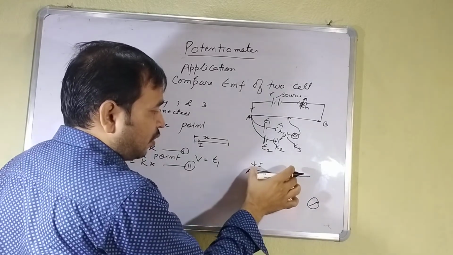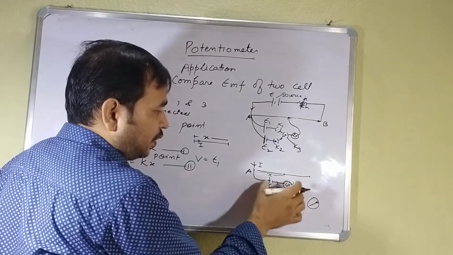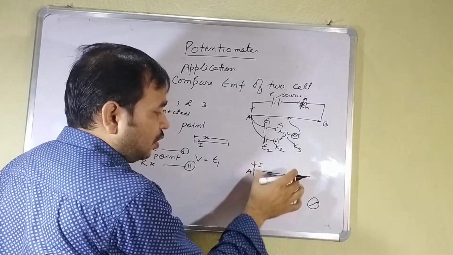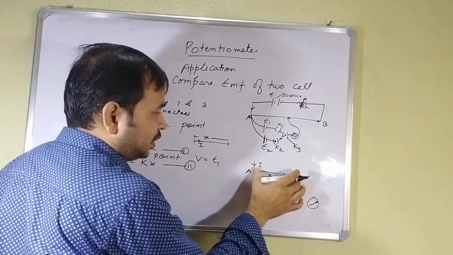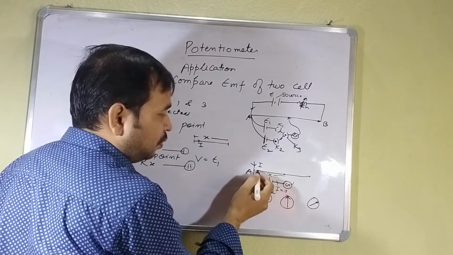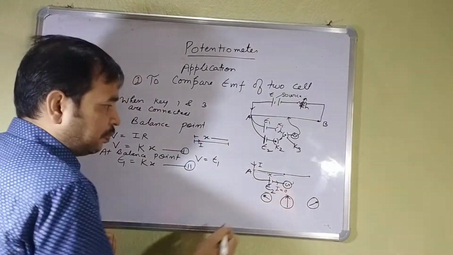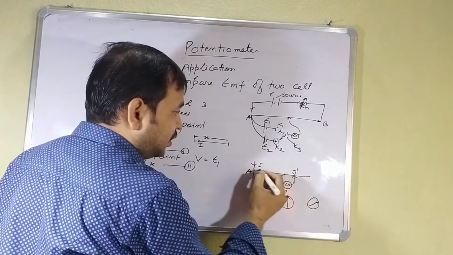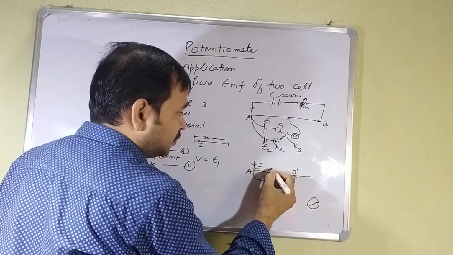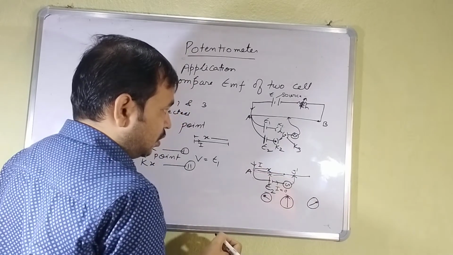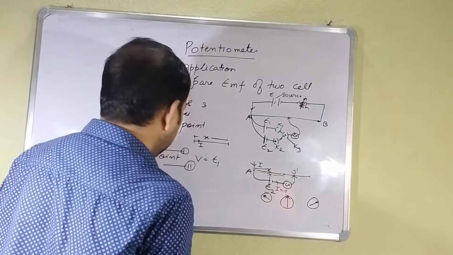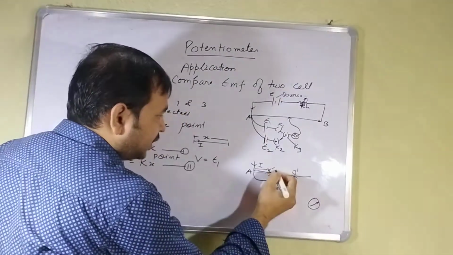So the potential drop across the wire will also be different to balance it. If the EMF is greater, the potential difference will be more. If it is less, the potential difference will be less to balance this EMF. Suppose you are getting some point, this point J dash, and this length as X, this length as X dash.